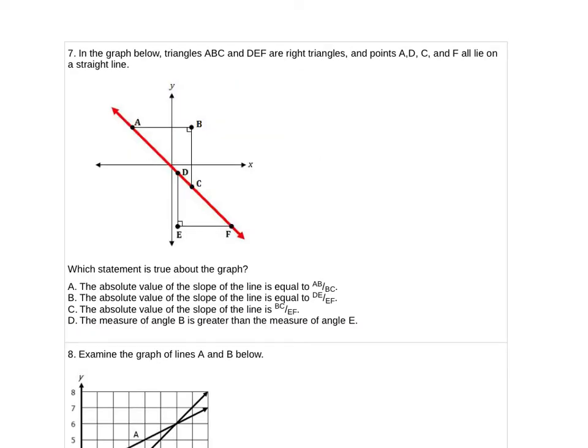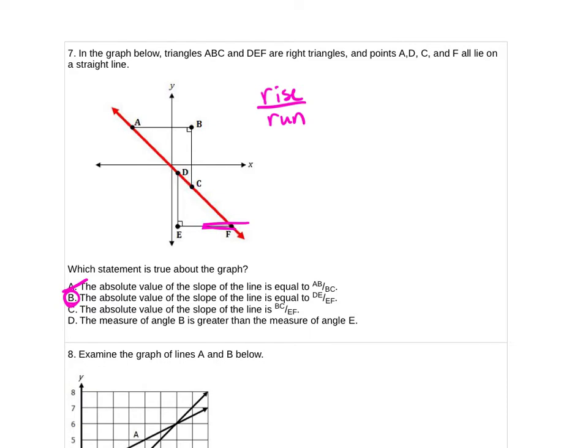Number 7 is a similar problem to one we looked at a little while ago. We have these 2 right triangles, and they show slope of a line using rise over run. And so we look through our answer choices and find out which one's true. A says the absolute value of the slope of the line is equal to AB over BC. If we say AB over BC, then we're doing run over rise, so that doesn't work. Okay, answer choice B, the absolute value of the slope of the line is equal to DE over EF. That is rise over run, so that would be true.